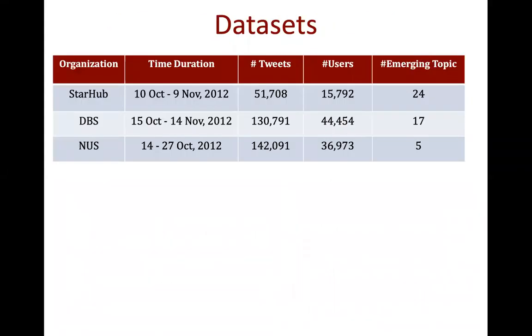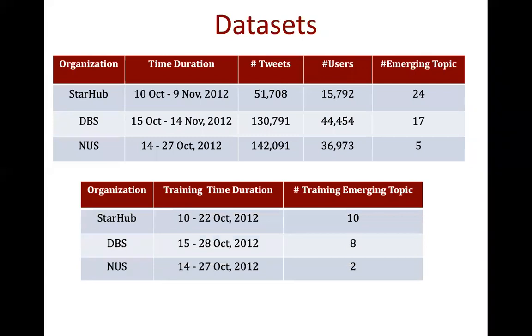There was some research done, and the papers are listed in the beginning. Those papers were focused on a data set about StarHub, DBS, and NUS. These are three companies in Singapore. And inside the data set, there were topics. About StarHub, it was 24. About DBS, it was 17. It's a big corporate, so it's quite a big number of events there. NUS is a university, everything is calm. There's academia, so there are only 5 emerging topics happening there. They were using 10, 8, and 2 emerging topics for training, and then the rest was used for testing.